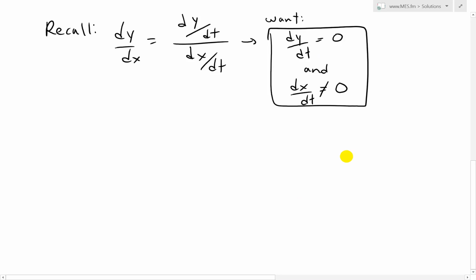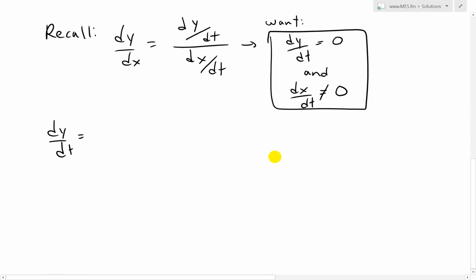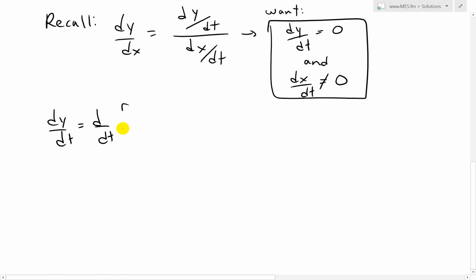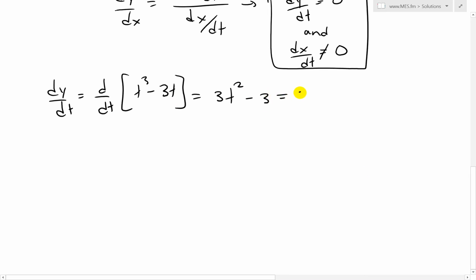So now let's first solve dy over dt and then set it equal to 0. Recall that y is t cubed minus 3t. So this is d over dt of t cubed minus 3t. The derivative of this: for t cubed, bring the 3 down and reduce the power, so 3 times t squared, minus the derivative of 3t, which is just a minus 3. And then we can simplify this further: take the 3 out, 3 times t squared minus 1. So this is our dy over dt.